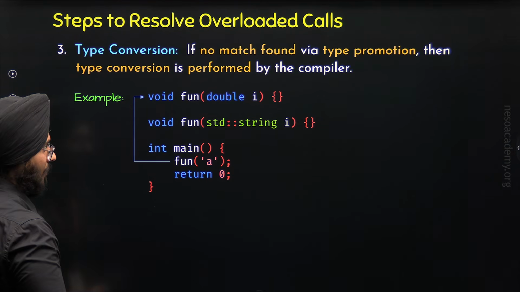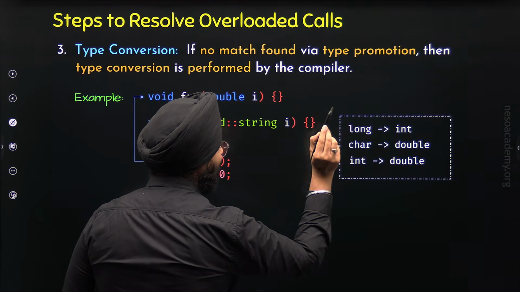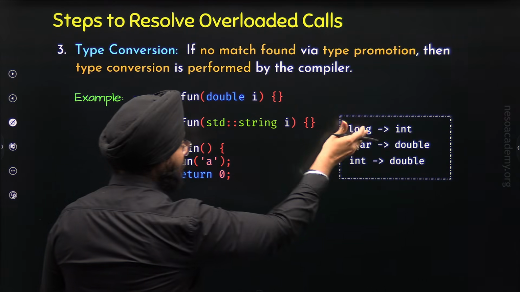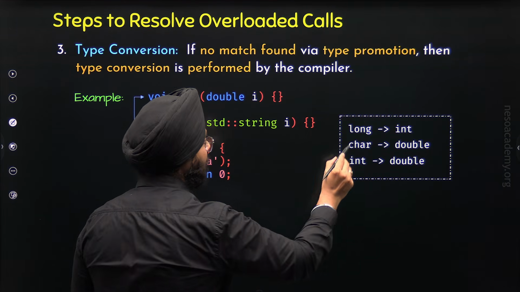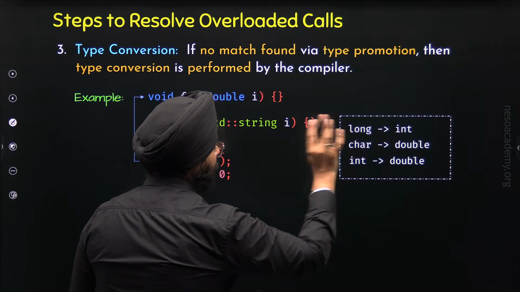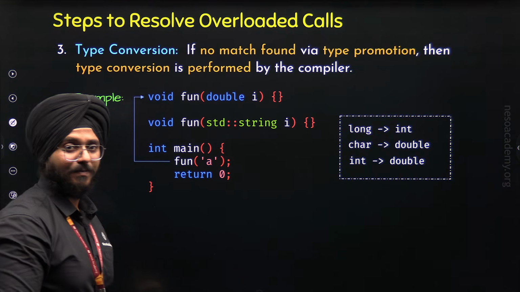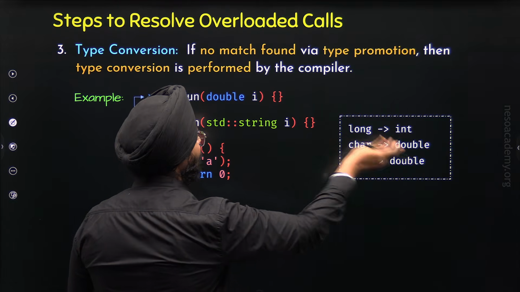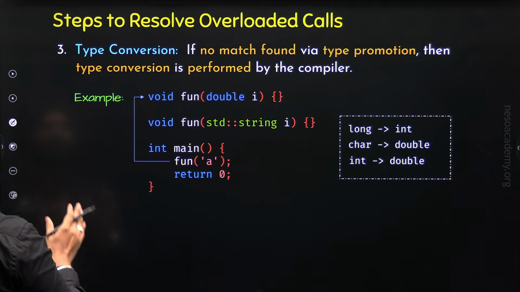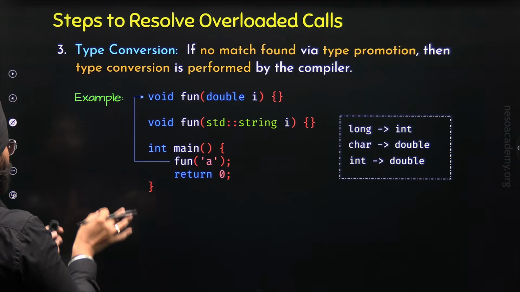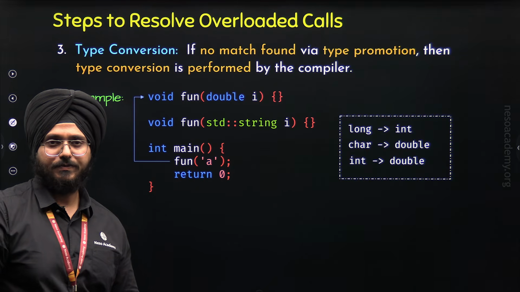What is type conversion? Now here are some examples. Long can be converted to int, although this conversion may lead to data loss. But if this is the possibility, then this may happen. This is type conversion. A character can be converted to double. These two belong to different categories. This is the integral type and this is the floating point type. Similarly, int can be converted to double. They also belong to different categories. I hope this is clear to you. So that's the concept of type conversion. Type conversion happens when there is no exact match and when type promotion is not possible.